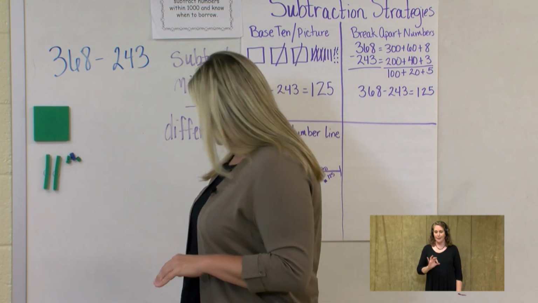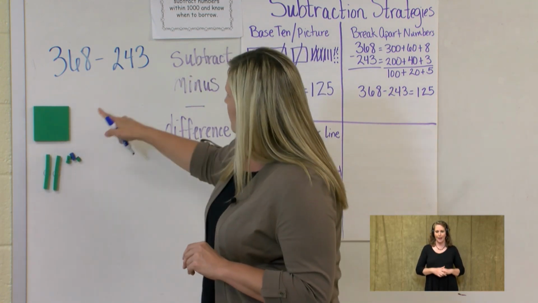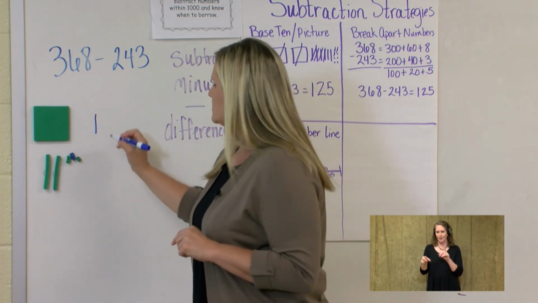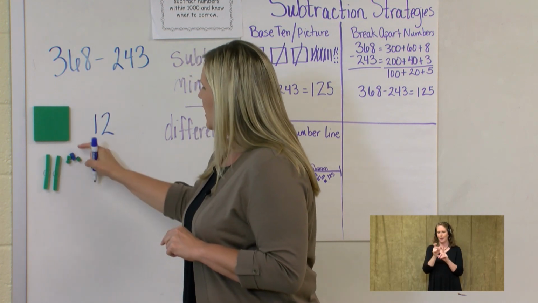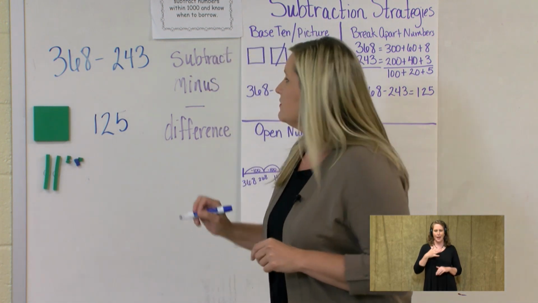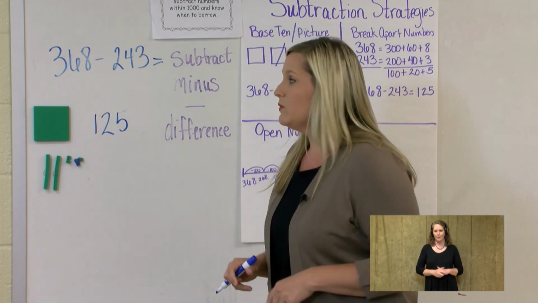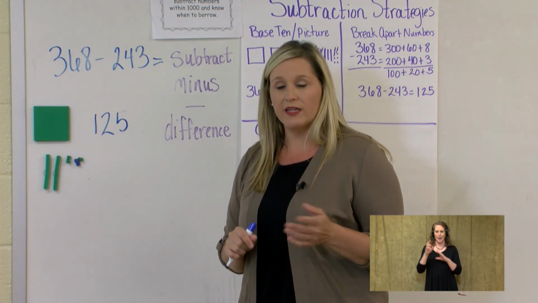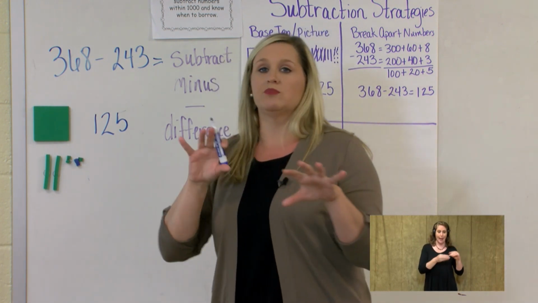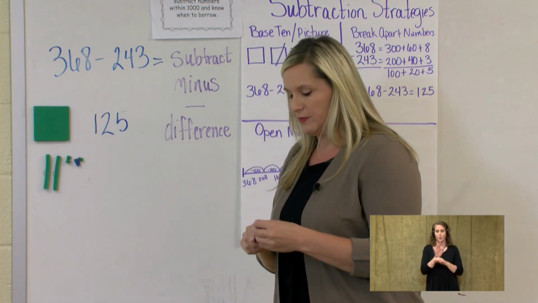What is my difference? Let's look and see if we can turn this into a number. So I have 100, 2 tens, and 5 ones. 1, 2, 3, 4, 5. So that means my difference is 125. So see, we can use base 10 blocks to subtract, just like we use base 10 blocks to add. Now when we add, we put them together. When we subtract, we're taking away. So we can use that same strategy for subtraction.